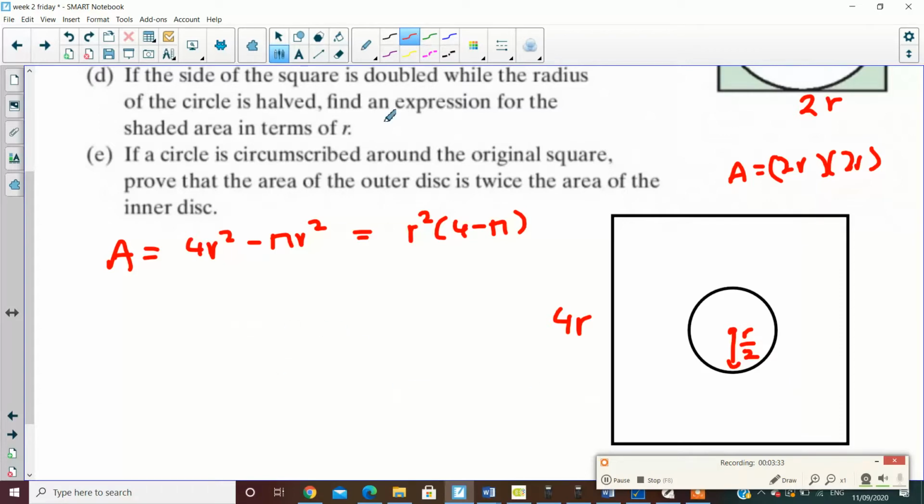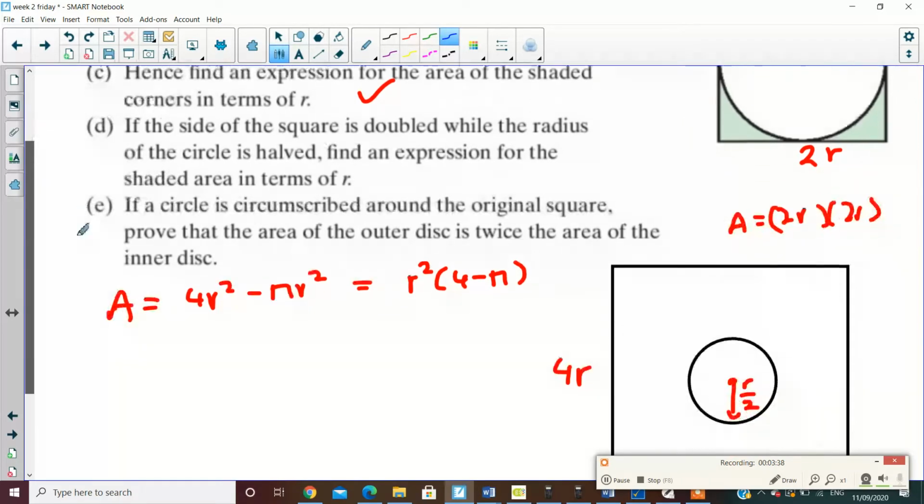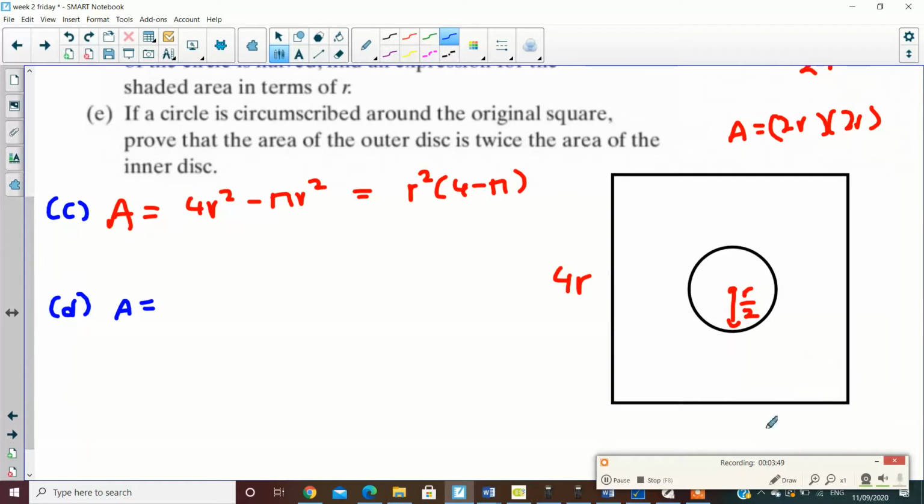All right. Let's try this again then. Are we on part C? Is it? We're on D. That's C. That's D. All right. What's the area of the square this time? 4r times 4r. 16r squared. Okay, what about the radius? What about the pi r over 2 squared? What's that going to be? All right, done. Handy enough, was it?